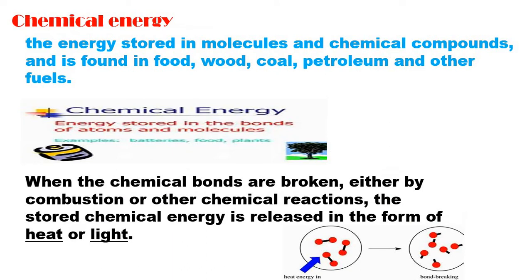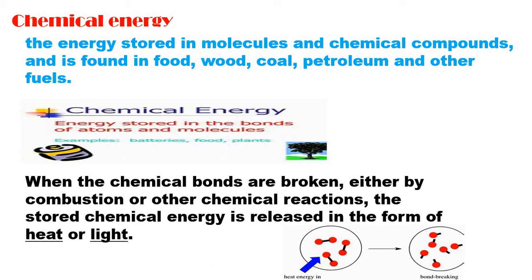As for chemical energy, we can define it as the energy that is stored in molecules and in chemical compounds. We can find the chemical energy in food, wood, coal, petroleum, and in other fuels. When the chemical bonds are broken between the parts of such compounds, either by combustion, meaning heating, or by other chemical reactions, the stored chemical energy is released in the form of heat or light.